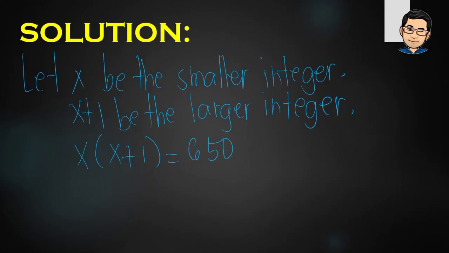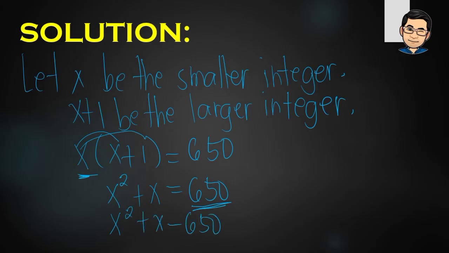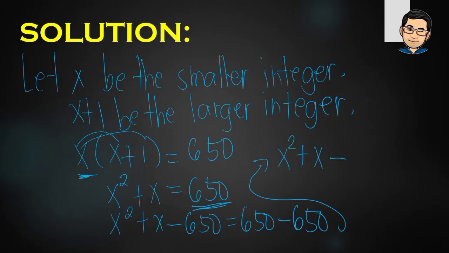And then, i-distribute natin yung x dun sa terms ng nasa parenthesis. x times x is x squared. X times 1, that is x, equals 650. Again, itong 650, we need to transfer it on the left side. That will become x squared plus x minus 650 equals 650 minus 650. So our final answer is x squared plus x minus 650 equals 0.